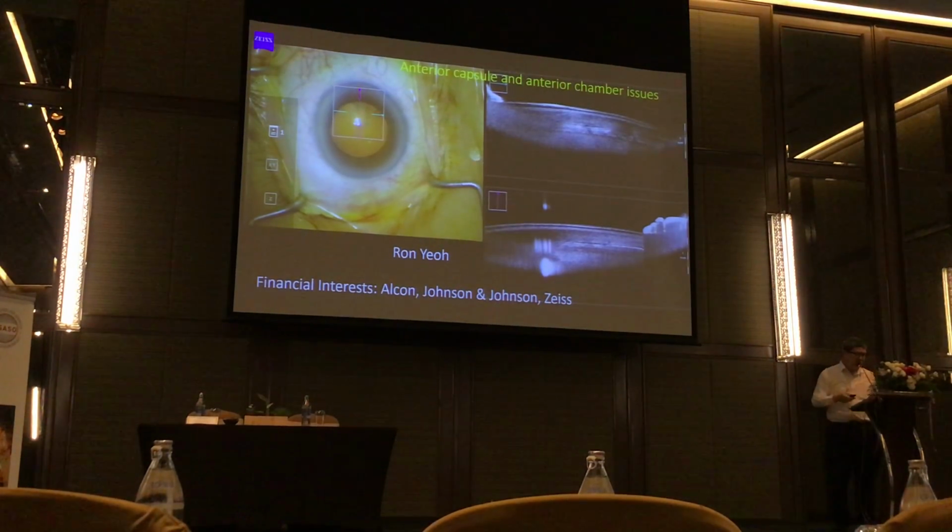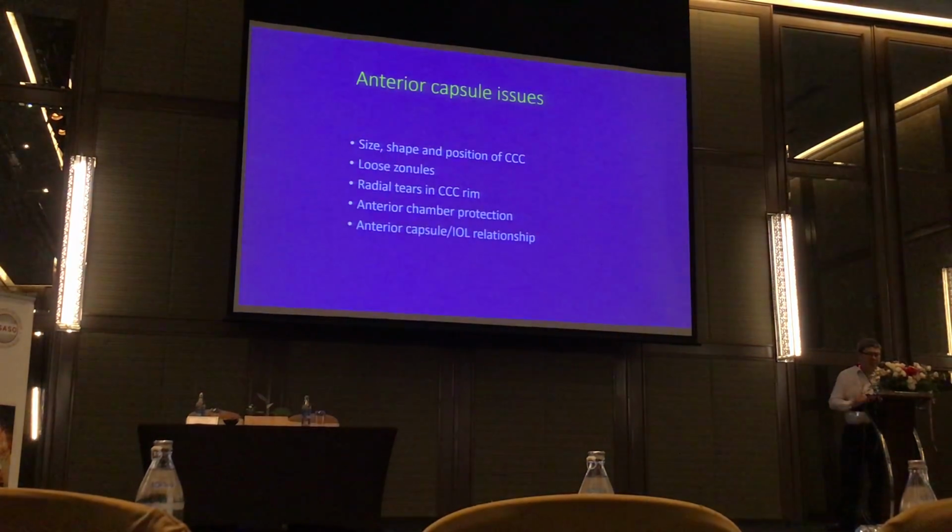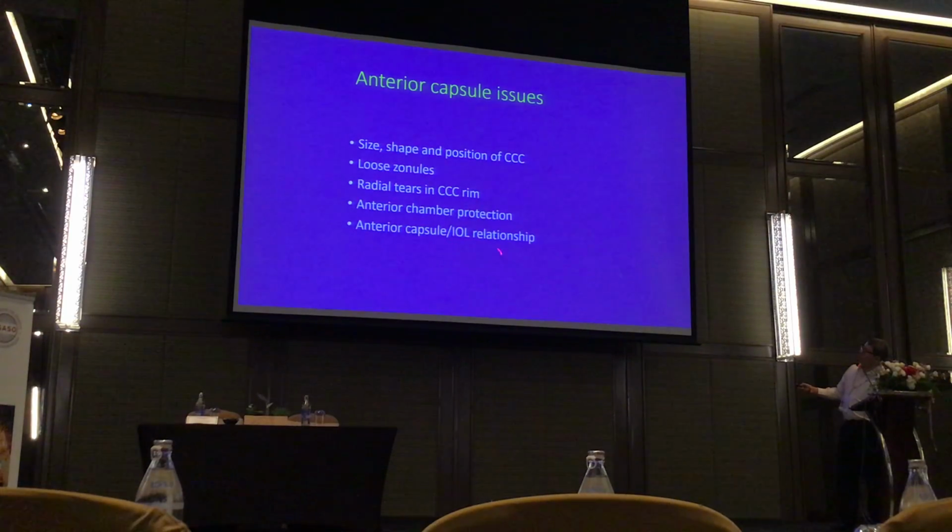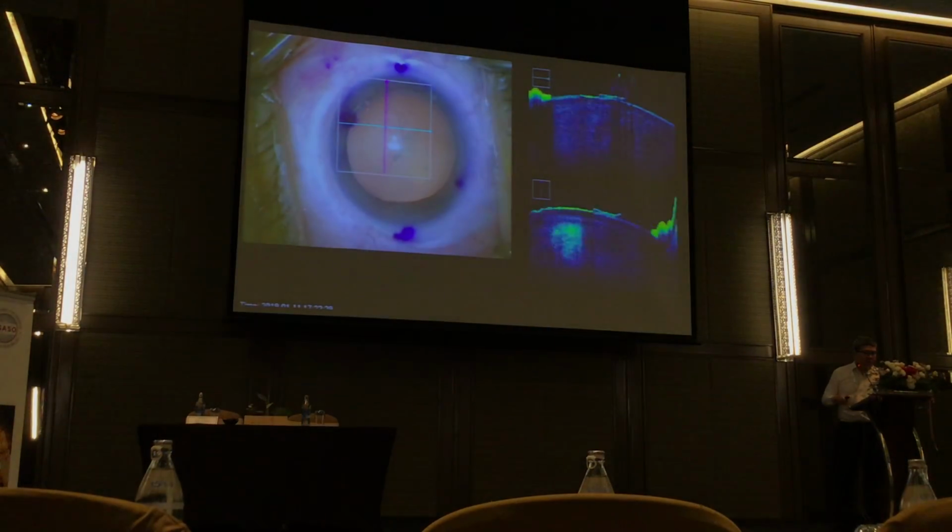Have you even thought about the anterior capsule and its issues? So what are some of the issues we might need to think about? We want to talk a little bit about the finer points of CCC. You learned how to do it yesterday. You'll be able to do it. But there are many other issues. Size, shape, position. How do you know whether there are loose zonules? Radial tears. How do you protect your anterior chamber? And what's the relationship of the IOL to the anterior capsule?